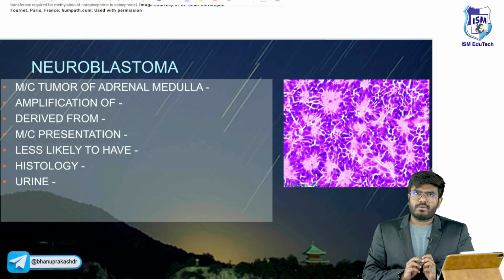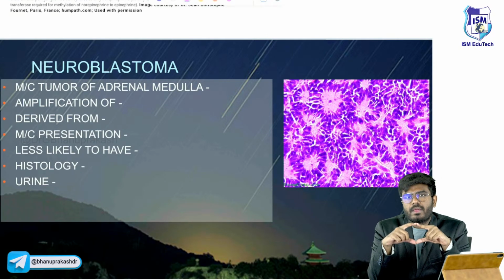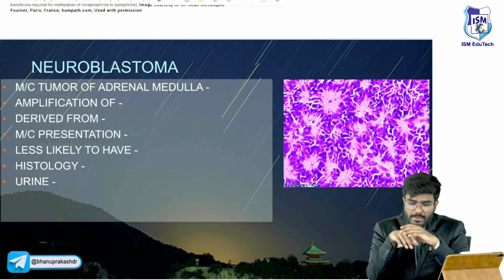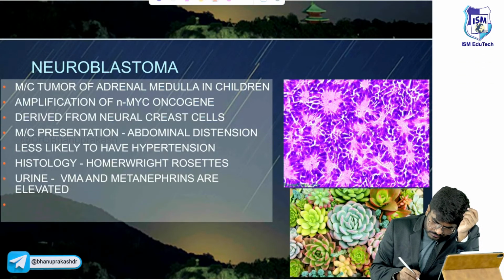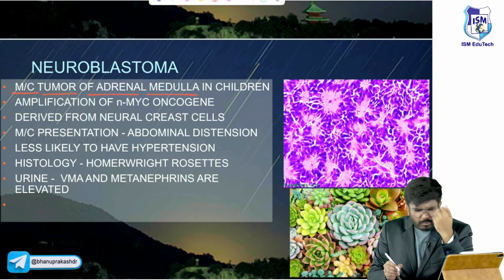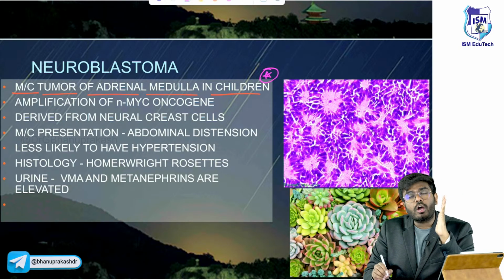So what is a neuroblastoma? Neuroblastoma is a tumor of the adrenal medulla. Pheochromocytoma is normally seen in adults, but what is this neuroblastoma? It is the most common tumor of the adrenal medulla in children, the same chromaffin cell tumor but in children.